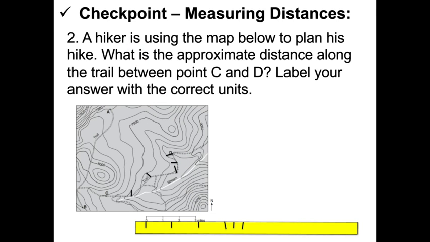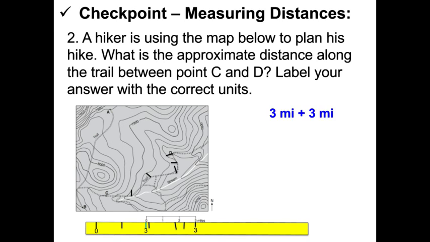So when we put up to our scale, we see where 3 miles is. We're going to move our scale to our piece of paper to the left, and we see another 3 miles. So 3 plus 3 is going to be a total of 6 miles in length for that hike.